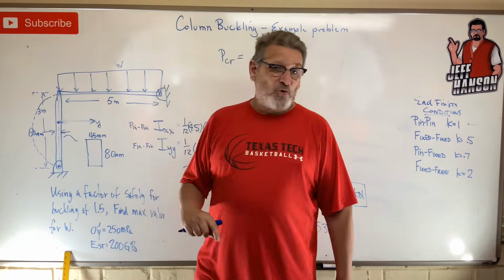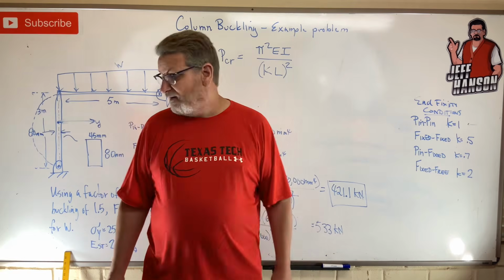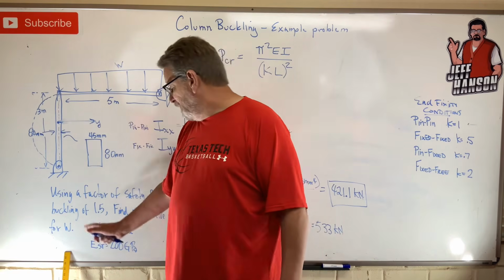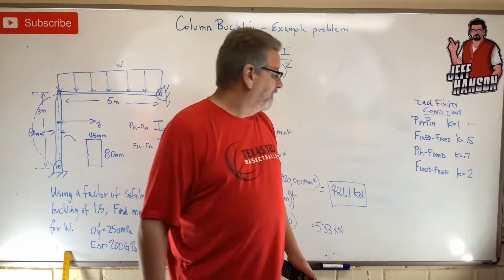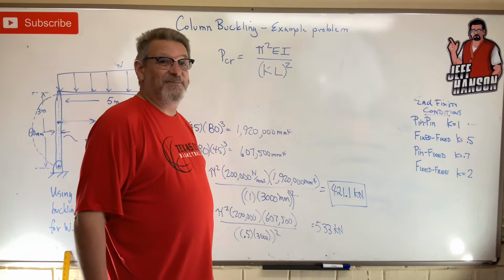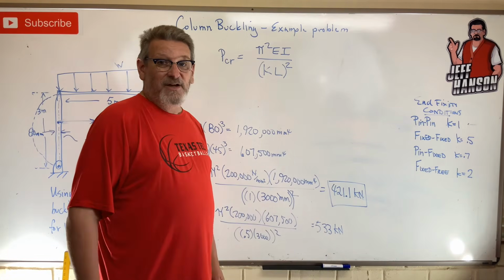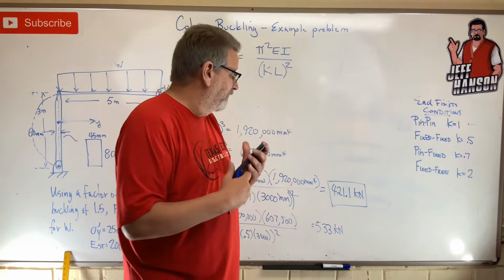You don't want to put 422 kilonewtons on there. It'll break. It'll fail. It'll buckle, right? Well, but what about this? It says use a factor of safety of buckling of 1.5, which means we don't want it to fail at 421. We want it to fail at something less than that, don't we? Because we want to lie to them like the Ford F-150, right?